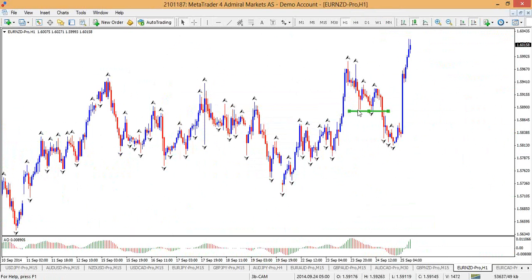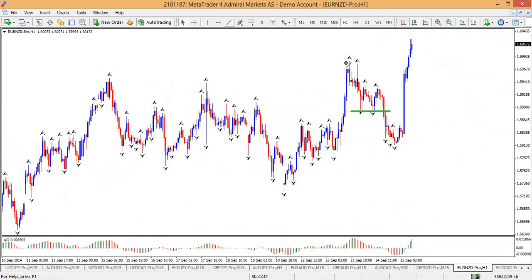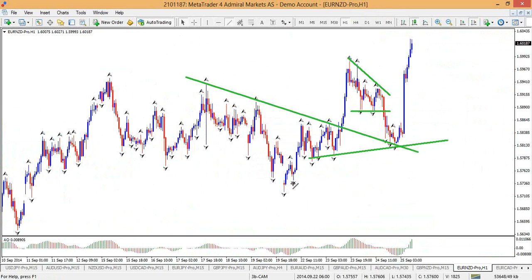I'll just use green. Although it was a descending wedge here, I didn't like the break to the downside because there was this trend line where it could bounce off. There was even some other trend line I forgot about.